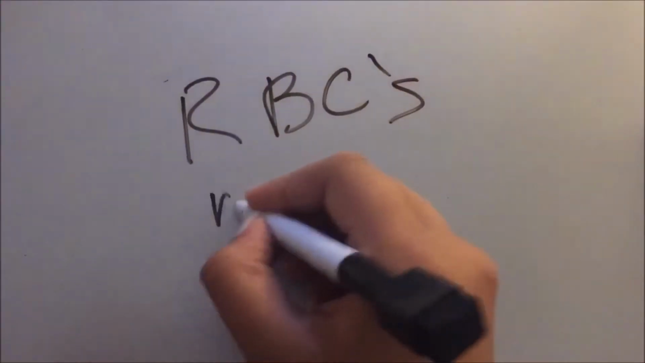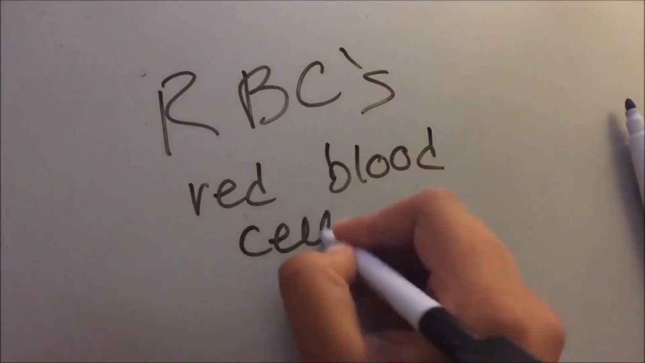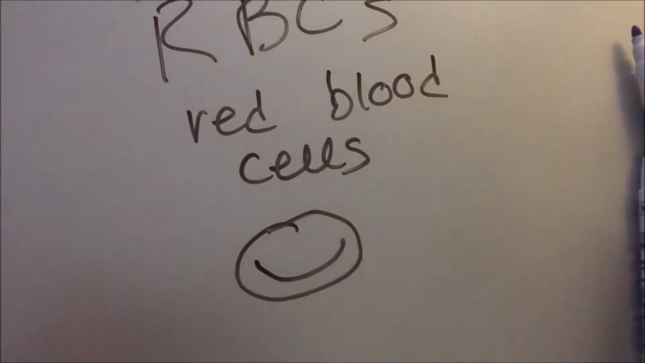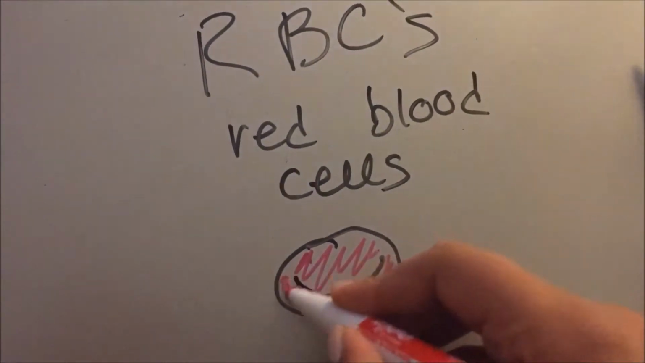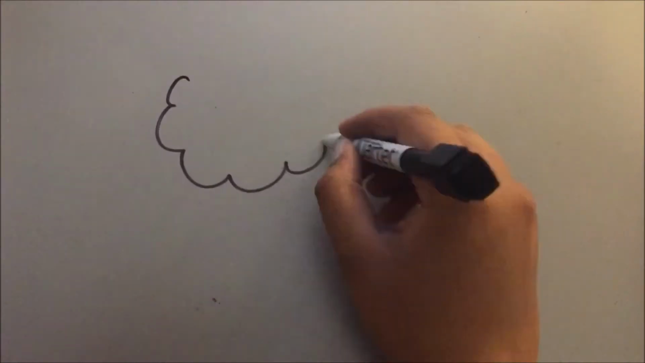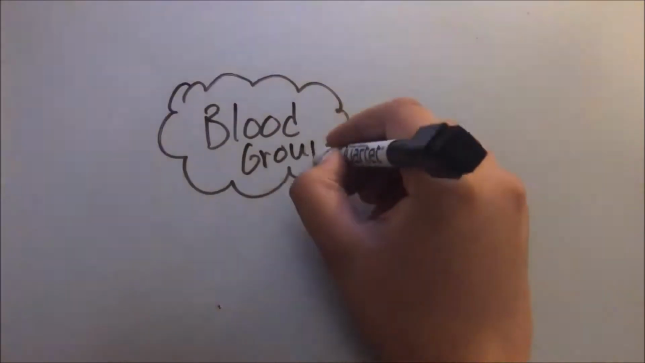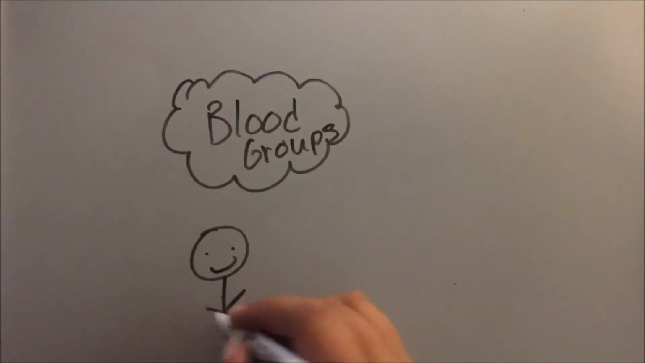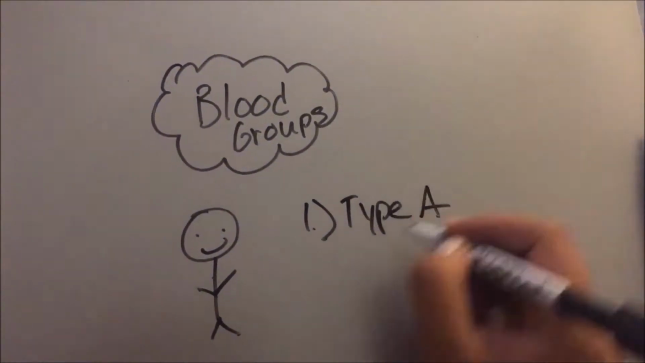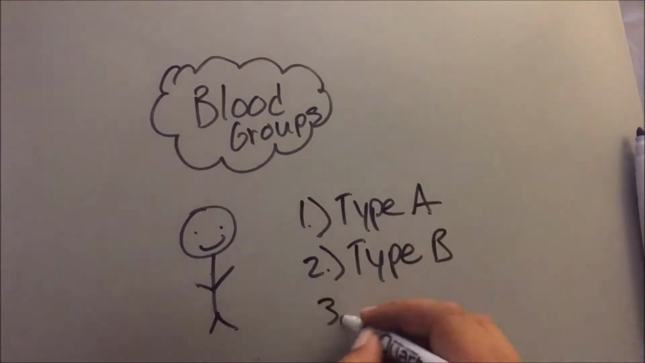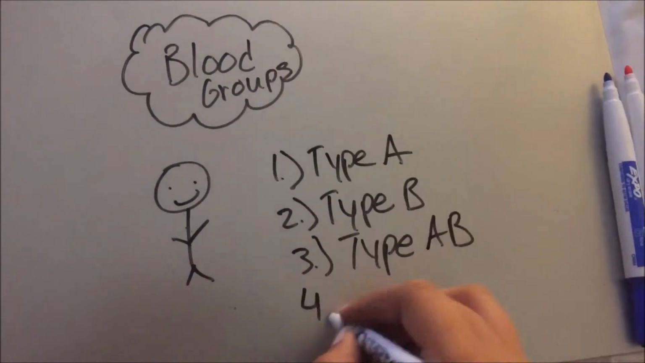Today we will talk about red blood cells, also known as erythrocytes, and how they are grouped. Humans have 4 different types of blood groups. They are referred to as type A, type B, type AB, and type O.